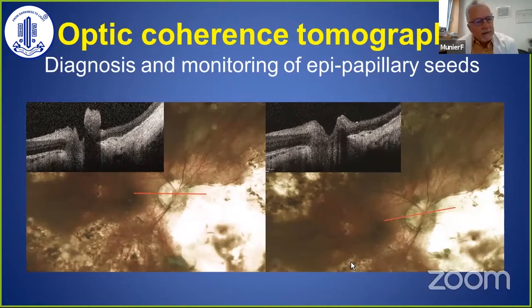Of particular interest, OCT is to diagnose and monitor the epipapillary seeds. We have detected tens of such cases, and usually the seeds on the top of the optic nerve head or in the cup, optic cup, are invisible seeds. And if you don't detect them early enough, they will start growing in the cup, and then you cannot get rid of this seed just with intravitreal injection. You will have to also add intra-arterial chemotherapy. So this is of importance.